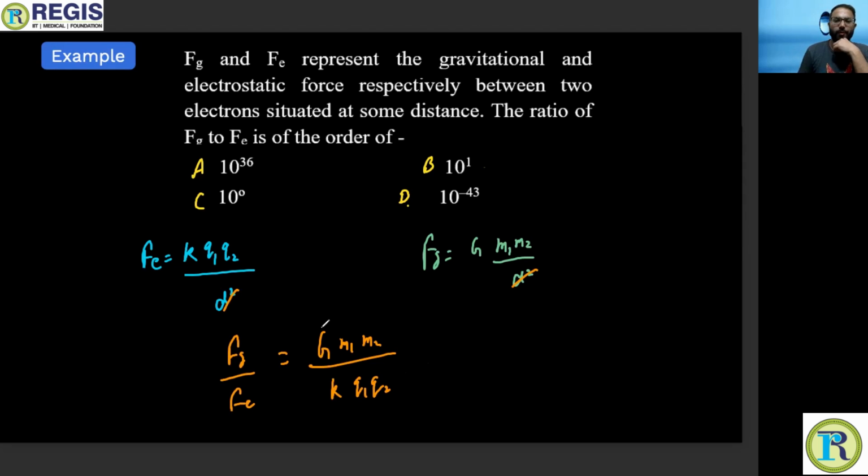Okay, so now you can put the value of G, the mass of the electrons, both electrons, the charge of both electrons, that is the same, and the value of K. So finally you will get the answer. The answer will be D. So I will not solve this question for you. You can put all the values and calculate it. So far, is there any doubt, any confusion, or is everything clear?